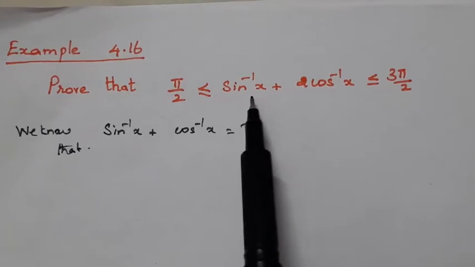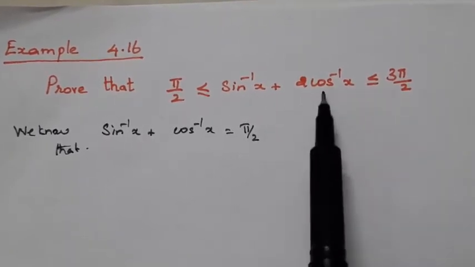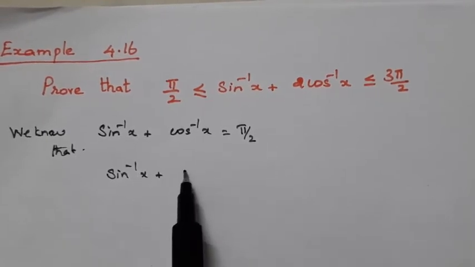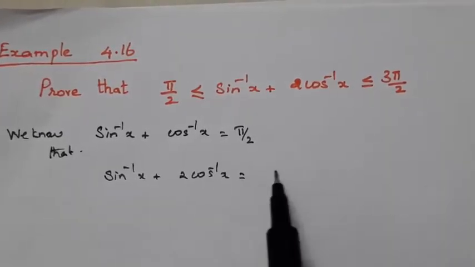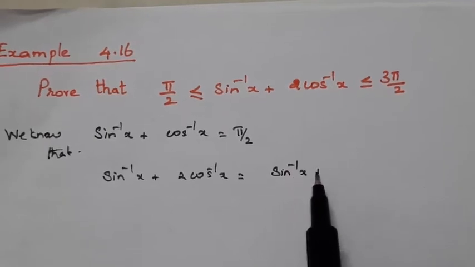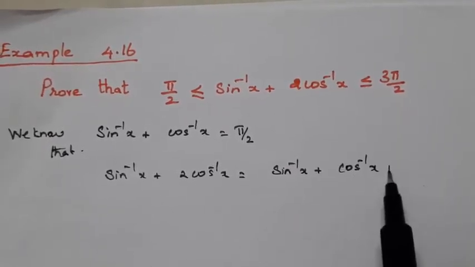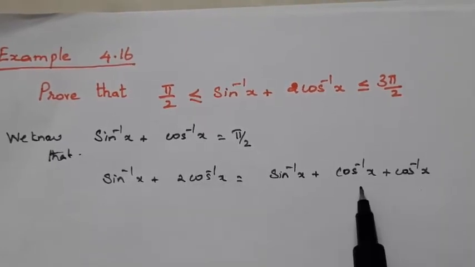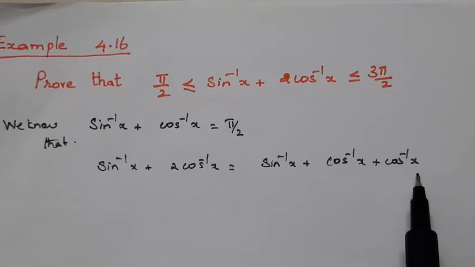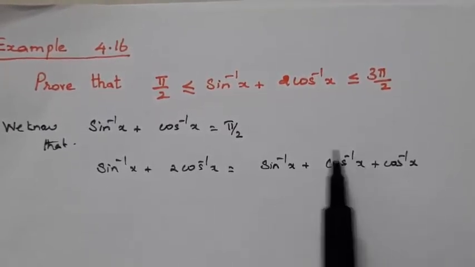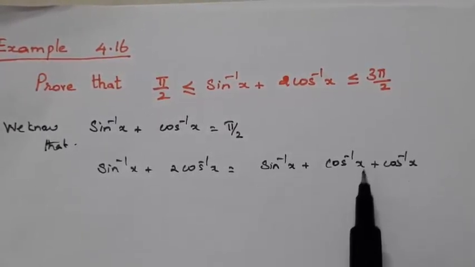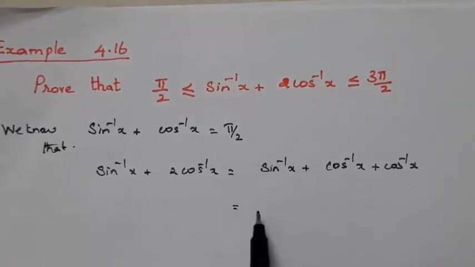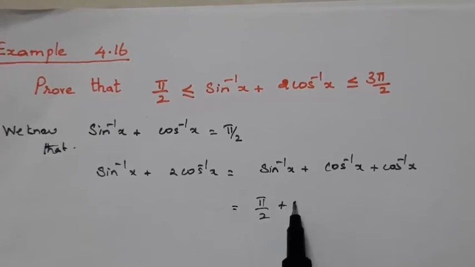Okay. So, here sin inverse of x plus 2 cos inverse of x is given. So, what we are going to do? We are going to take the sin inverse of x plus 2 cos inverse of x as sin inverse of x plus cos inverse of x plus cos inverse of x. We are going to split this 2 cos inverse of x as cos inverse of x plus cos inverse of x, because if you split like this, we can replace this sin inverse of x plus cos inverse of x by pi by 2 by using the co-function inverse identity, that is pi by 2 plus cos inverse of x.